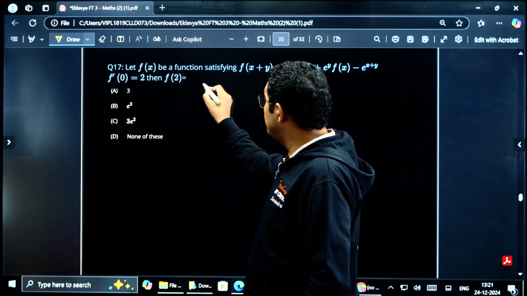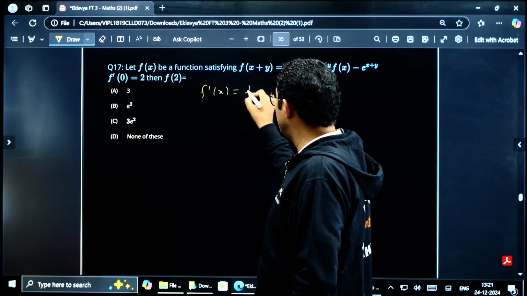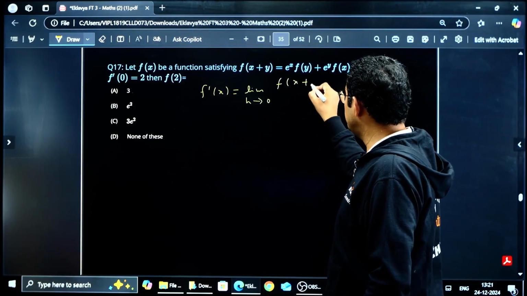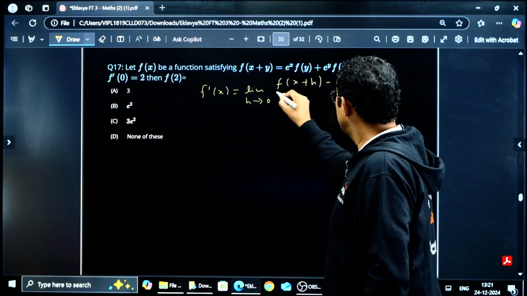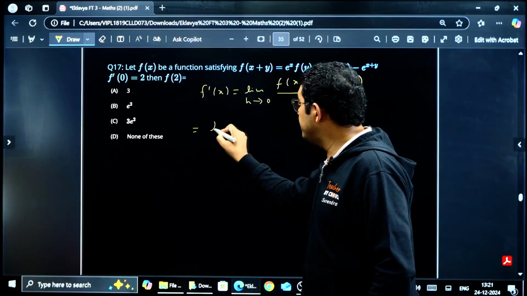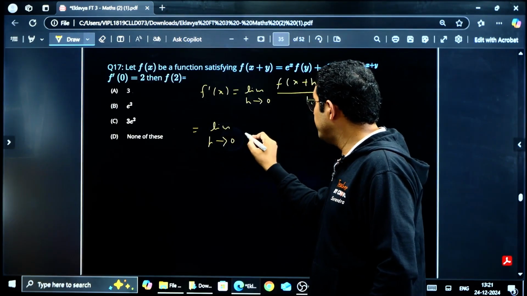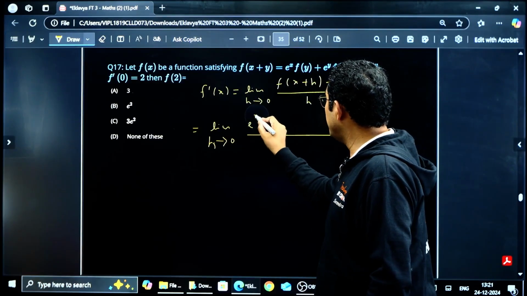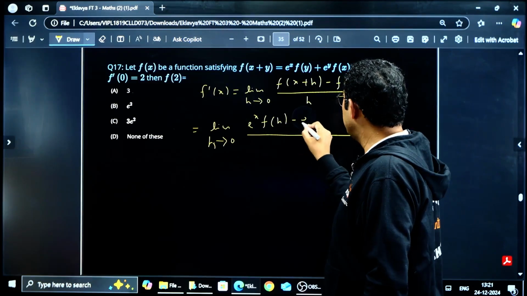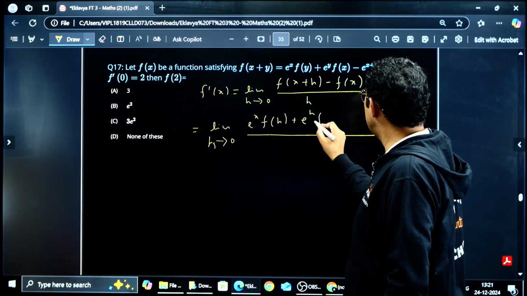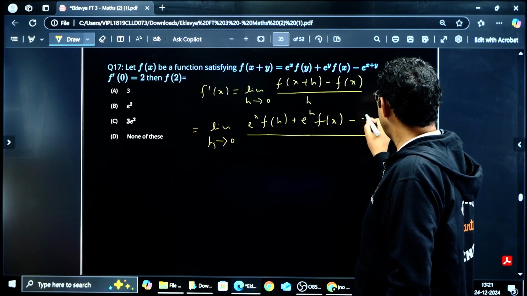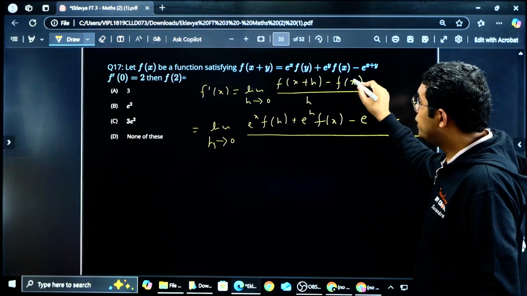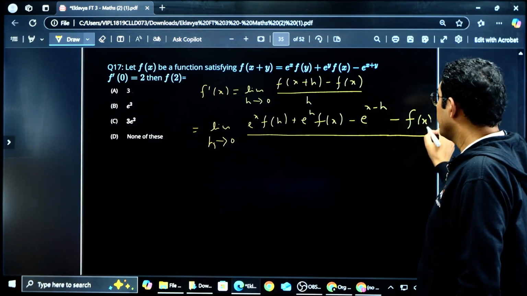So to do this, we will find f dash x with the help of first principle only. Limit h approaches to 0, it will be f of x plus h minus f of x upon h. That's the universal definition of derivative. And here for f of x plus h, I will use this definition. So it becomes e power x into f of h plus e power h into f of x, minus f of x, upon h.